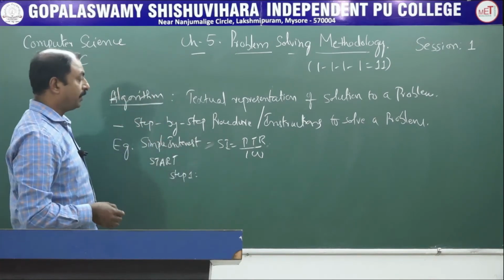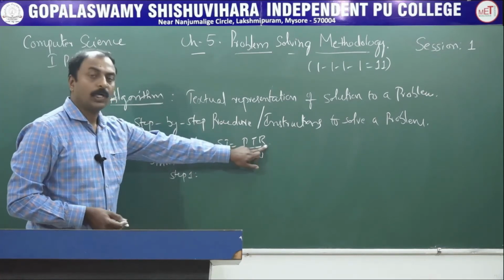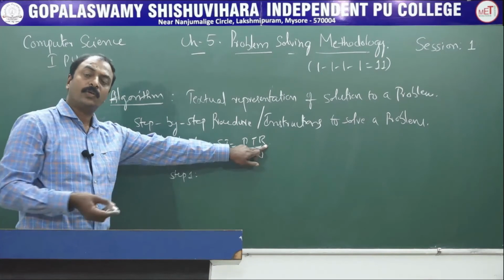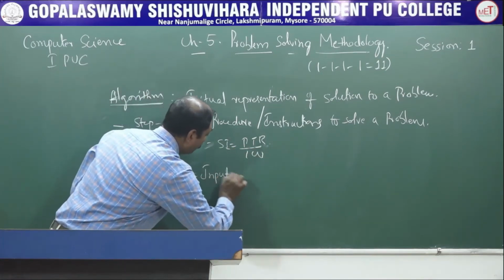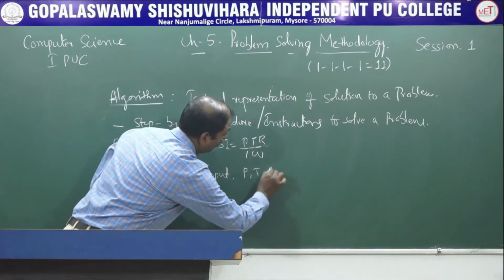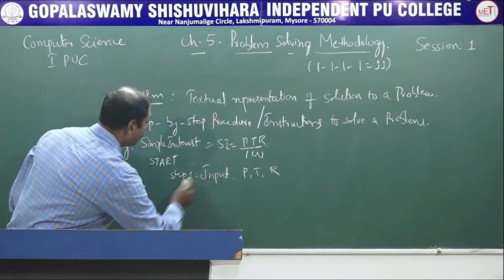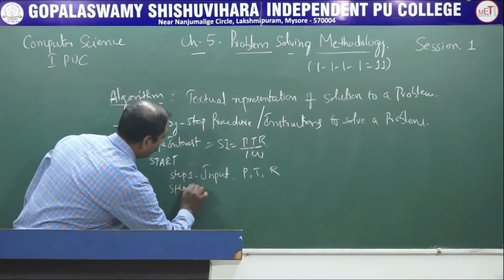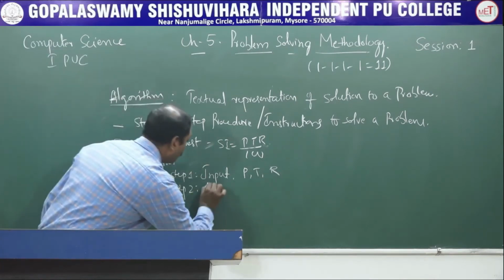What is step 1 here? Step 1, in order to find out simple interest, we should know the value of PTR, or we have to enter the values of PTR. So we will write here input PTR. This is step 1. So after this, step 2.